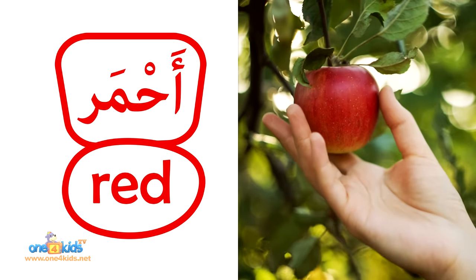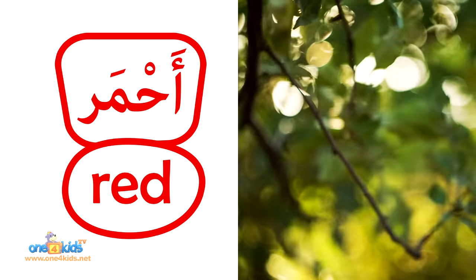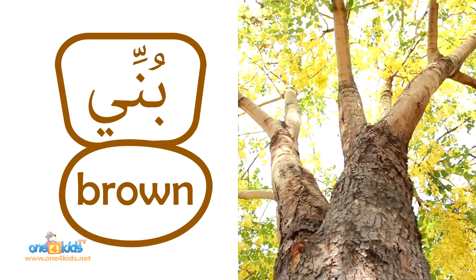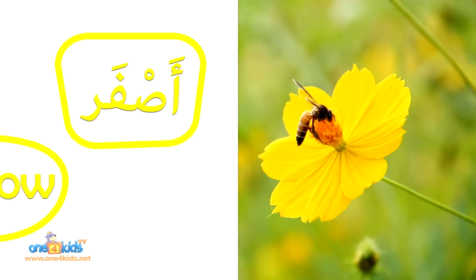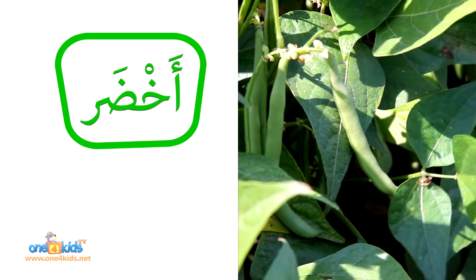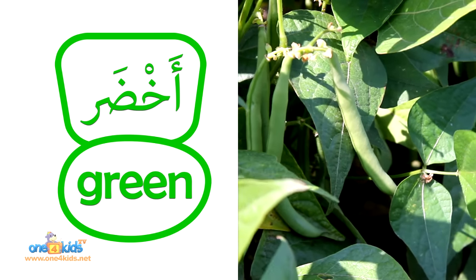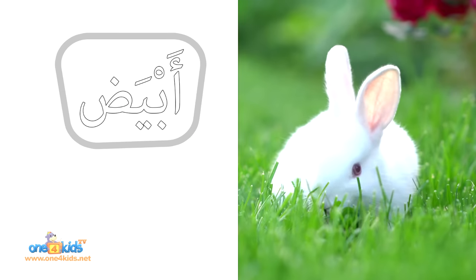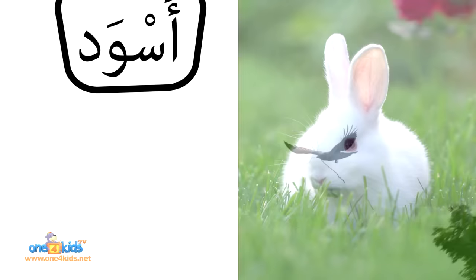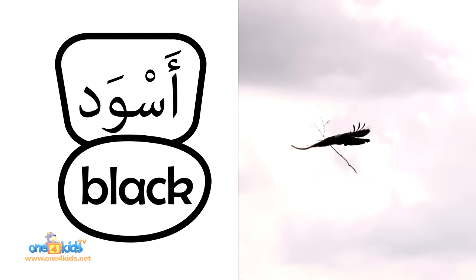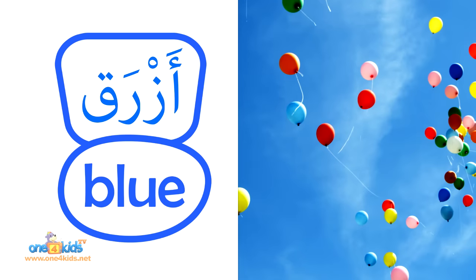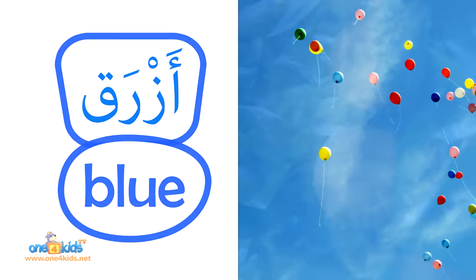Ahmar is red, just like that apple. Bunni is brown like the branch on the tree. Asfar is yellow like that pretty flower. Akhdar is green just like that bean. Abyad is white just like that rabbit. Aswad is black like that crow flying high. Azraq is blue like the sky above.